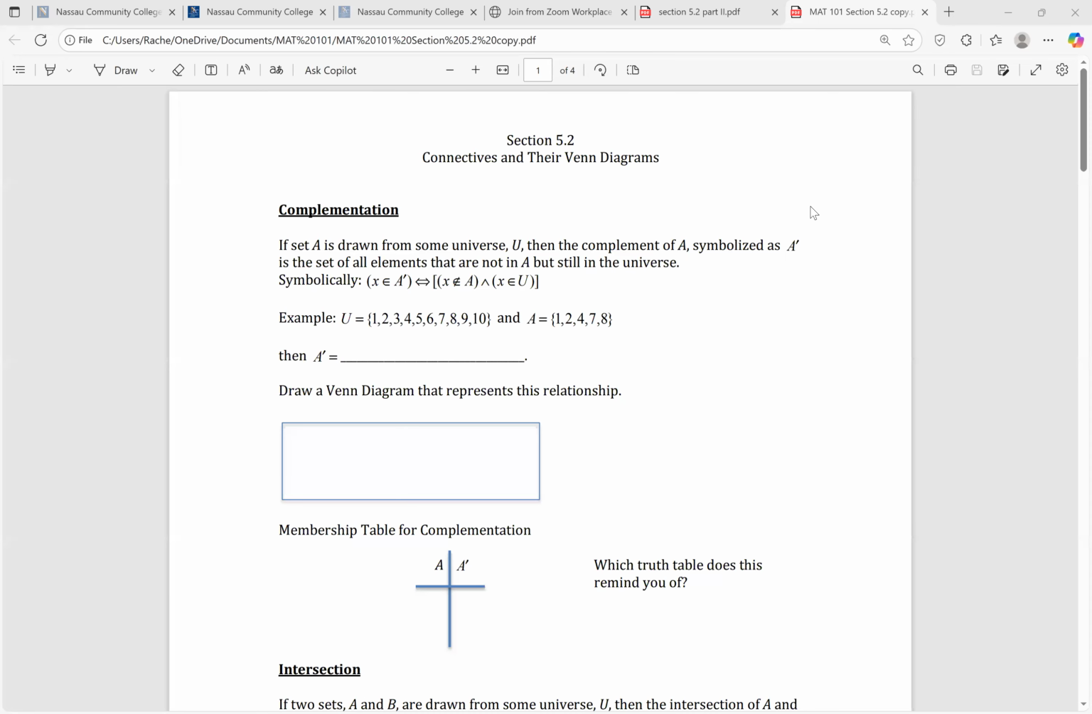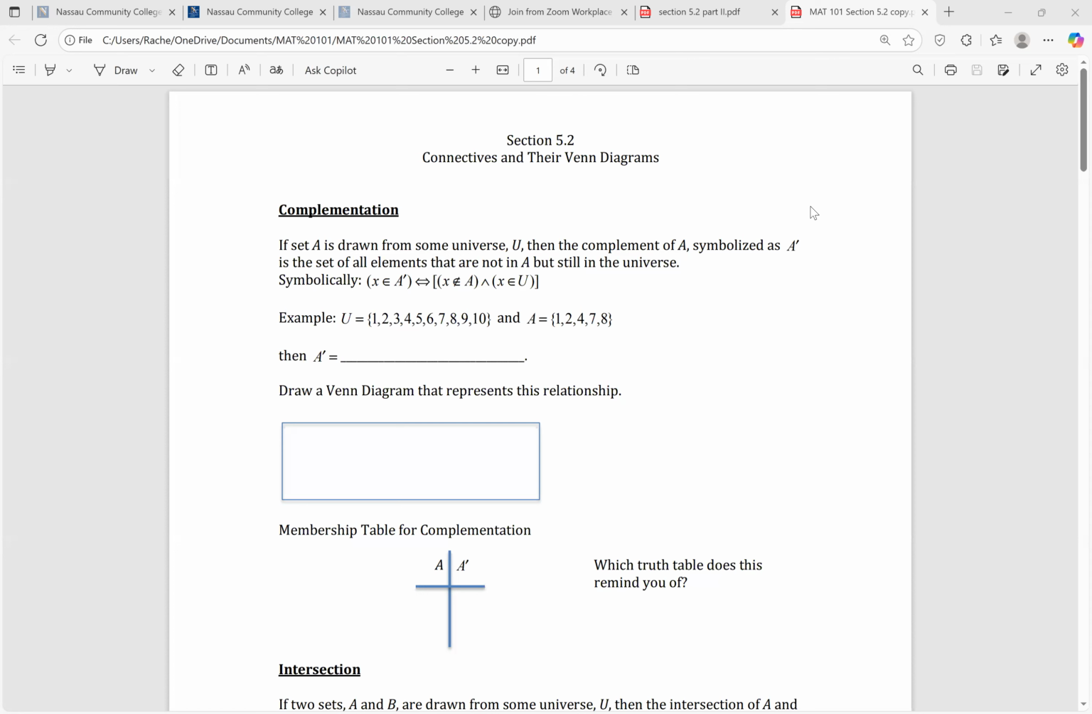So this lecture is going to cover section 5.2, which is connectives and their Venn diagrams. So let's start with complementation. If set A is drawn from some universe U, then the complement of A, symbolized as A prime.